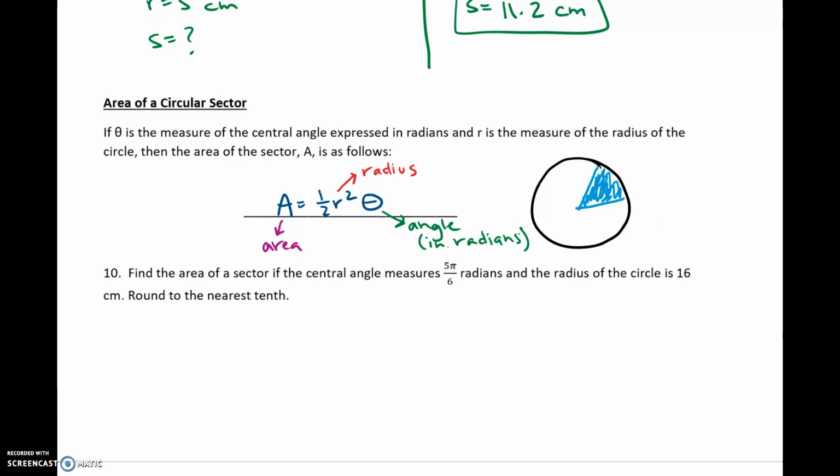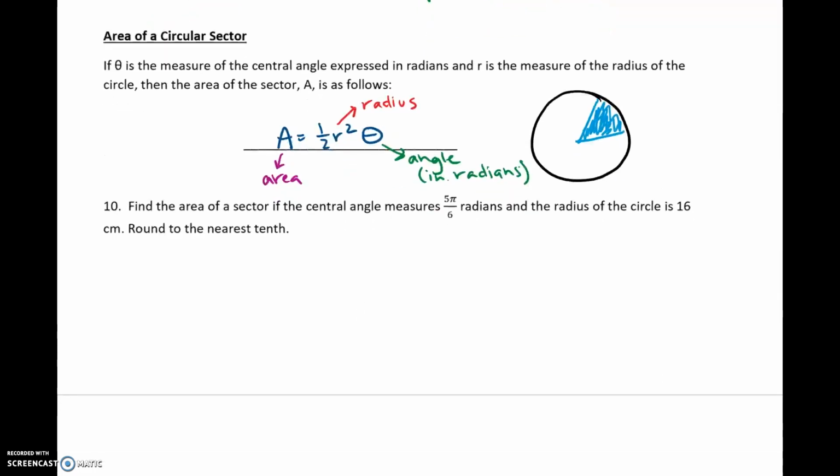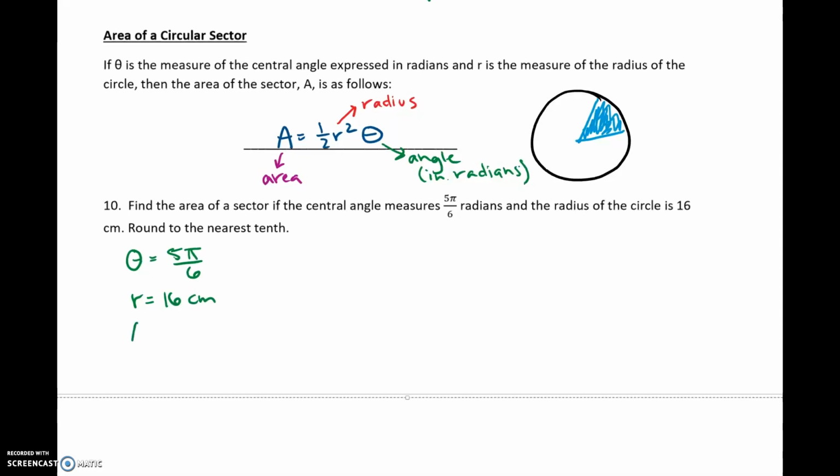So let's look at an example. It says find the area of a sector if the central angle measures 5 pi over 6 radians and the radius of the circle is 16 centimeters. Round to the nearest tenth. So right off the bat it says my central angle, so theta, is 5 pi over 6. Now notice this is already in radians, so I don't need to do anything. My angle is 5 pi over 6. The next piece of given information is R. So my R is 16. It's asking me to find the area. So I'm looking for A.